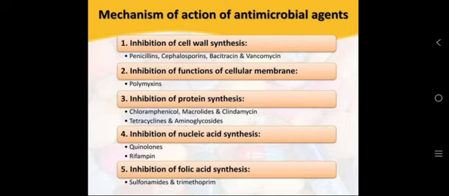Then inhibition of function of cellular membrane. Example for this classification is polymyxins. Third one, inhibition of protein synthesis. Examples for this classification are chloramphenicol, macrolides, clindamycin, tetracyclines, aminoglycosides, etc. Fourth one, inhibition of nucleic acid synthesis. Examples for this classification are quinolones, rifampicin. Fifth one, inhibition of folic acid synthesis. Examples for this classification are sulfonamides and trimethoprim.